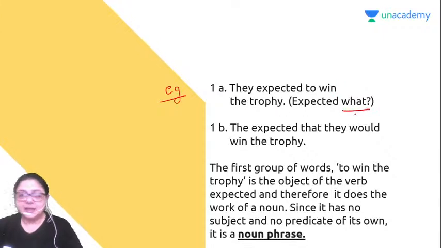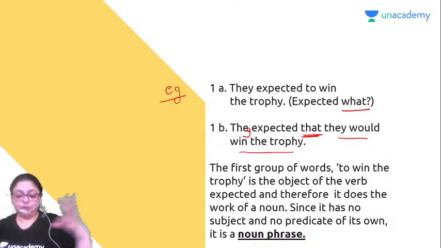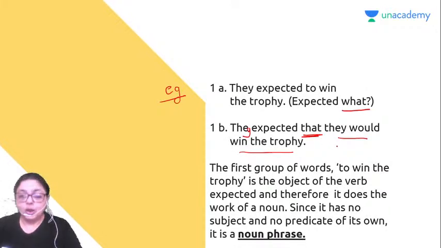Now what am I asking? Win what? Expected to win the trophy. Now, expected what? Now I'm going to change this sentence a little bit. They expected that they would win the trophy. Now, I'm adding that over here and the words that follow. So I'm going to put that, and this, they would win the trophy, is going to be my clause.